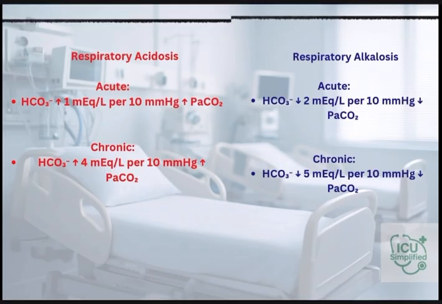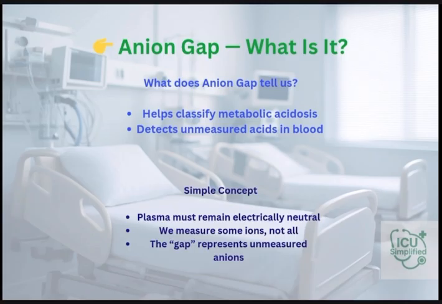Comparing these expected changes with the actual bicarbonate value helps us determine whether the compensation is appropriate or if a mixed disorder is present. Now let's talk about the anion gap. The anion gap is mainly used to classify metabolic acidosis. It helps us understand whether the acidosis is due to loss of bicarbonate or due to the presence of unmeasured acids in the blood. In simple terms, the anion gap represents acids that we do not routinely measure on standard blood tests. By calculating the anion gap, we can narrow down the possible cause of metabolic acidosis and decide the next steps in evaluation and management.